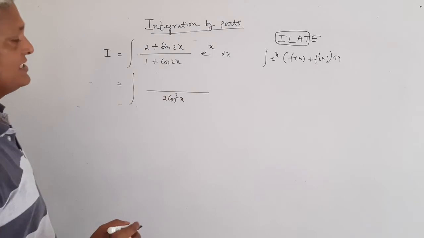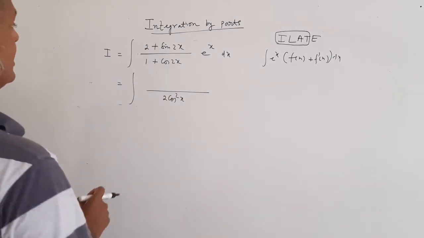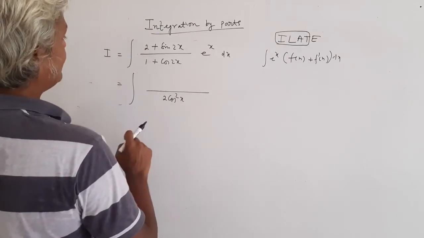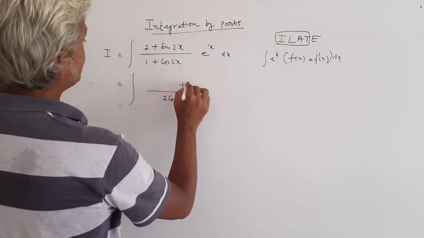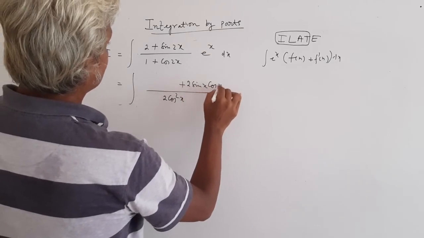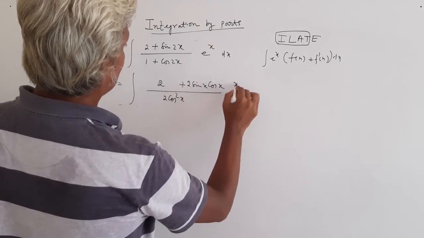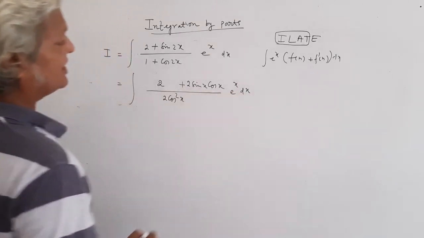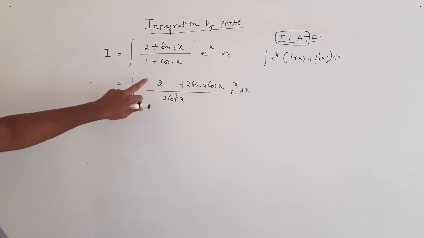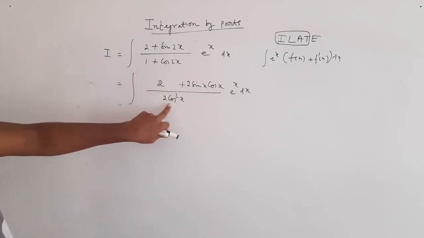That's why I always say that keep formulas at the tip of your tongue, then only the ideas will come. And then this 2 can be written as, this is sin 2x is 2 sin x cos x, and then this 2. If the formulas are at the tip of your tongue or just they are ready, then you see 2 over 2 cos square x, 2 cancel, 1 over cos square x is sec square x.